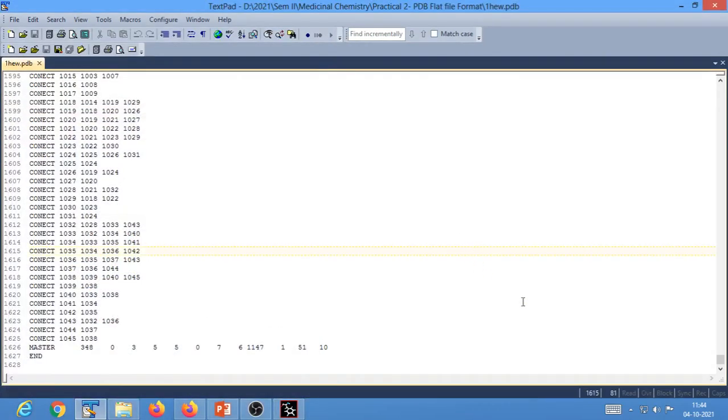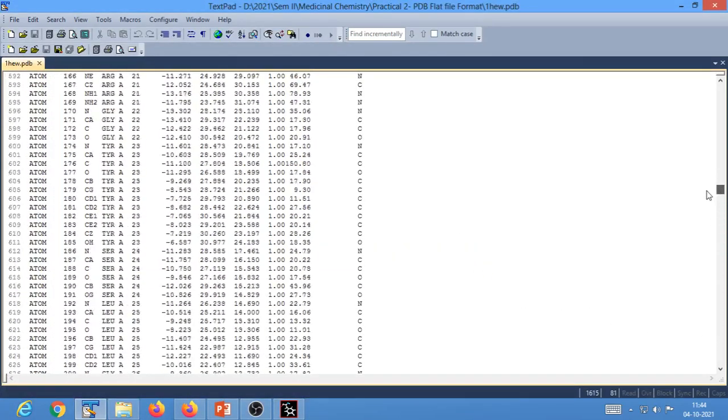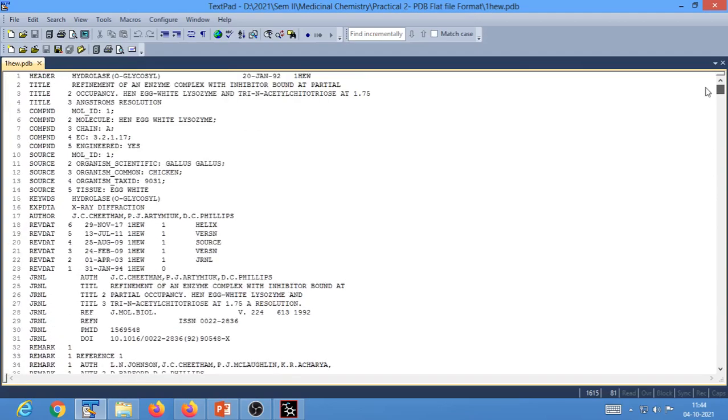Okay, so now our objective is to explore what the different keywords, or the different lines, present in your PDB file are, and what they signify. First we will try to understand that, and then we will try to correlate what data is read from this PDB file to generate that three-dimensional model. That is what we will do today.